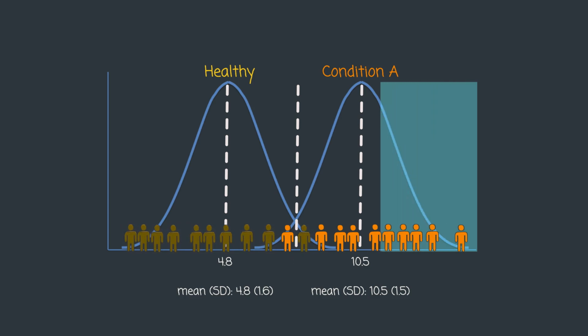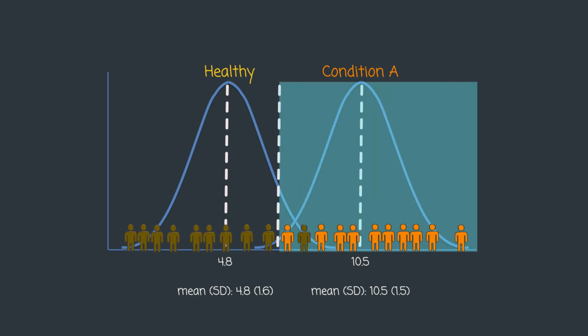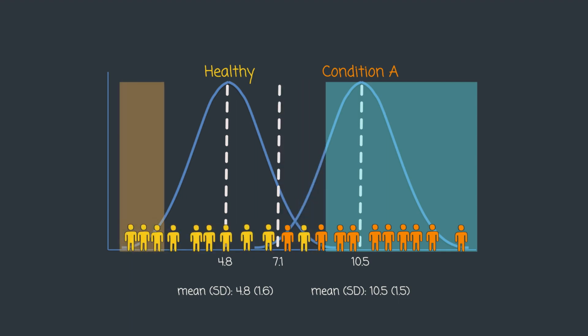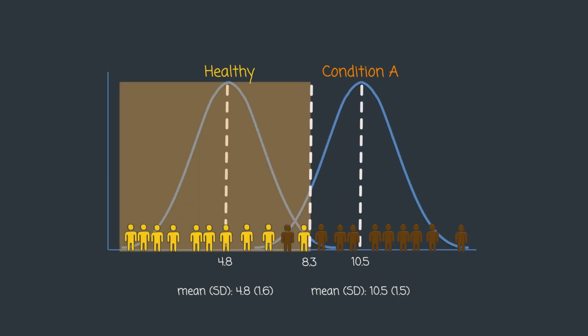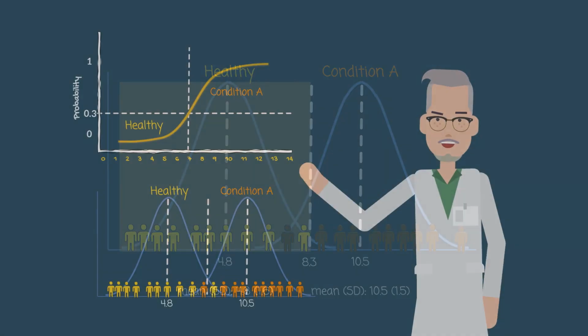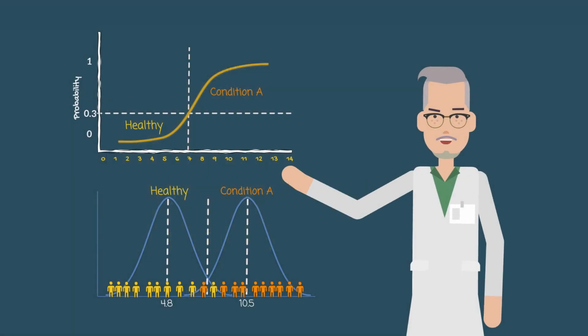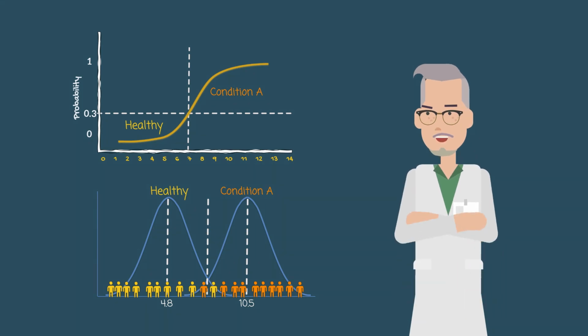However, if we want to make sure we don't miss any cases with condition A, we can change the cutoff point to 7.1. Or, if we want to make sure we don't miss any healthy cases, we can go with the cutoff point of 8.3. In these simple examples, we showed how to optimize the cutoff points visually, but in reality we can use ROC curve to verify the best threshold value.